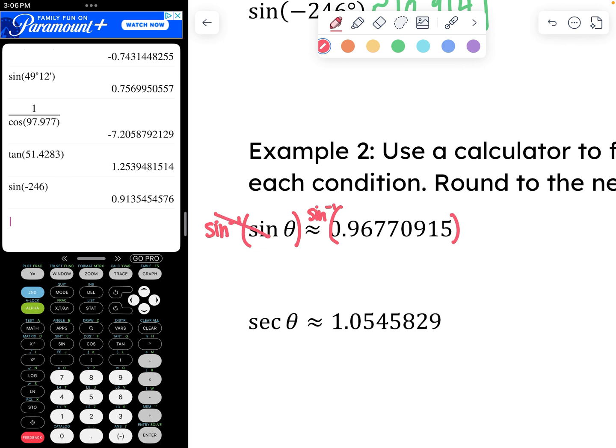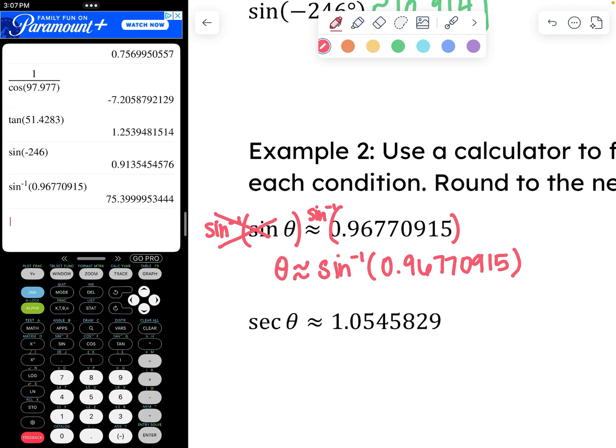And that's going to cancel out here and just leave me with theta. And theta is going to be approximately the inverse sine of 0.96770915. And then that's what I can type into my calculator. So instead of just hitting sine, now I'm going to hit second sine and then type in that decimal, 0.96770915.